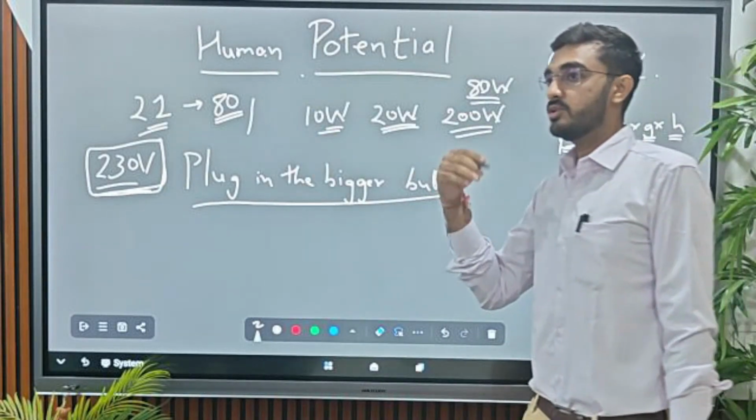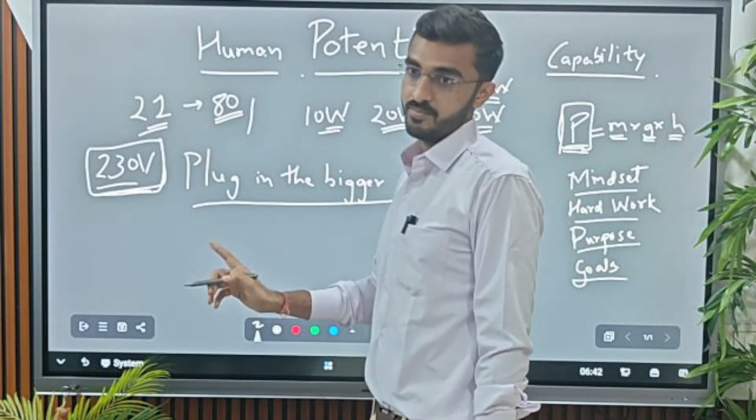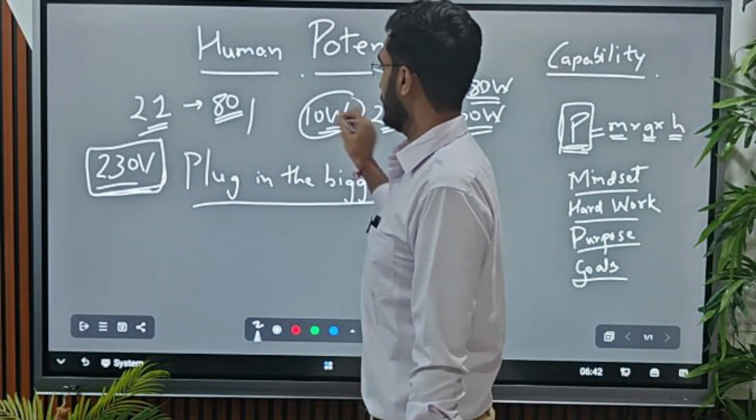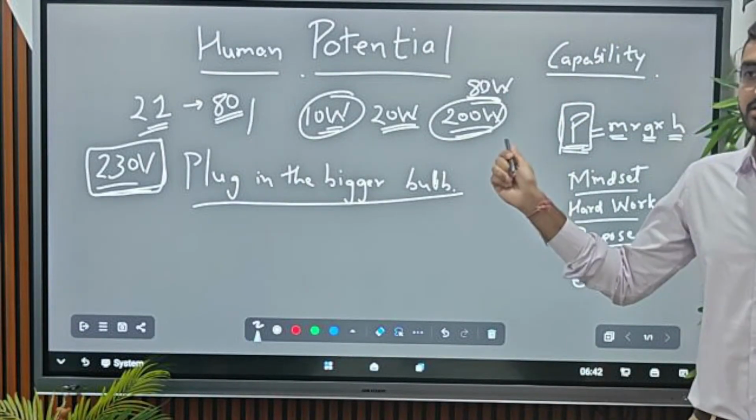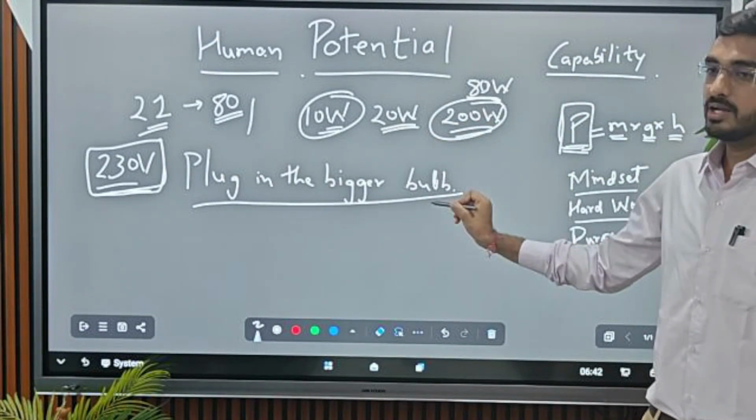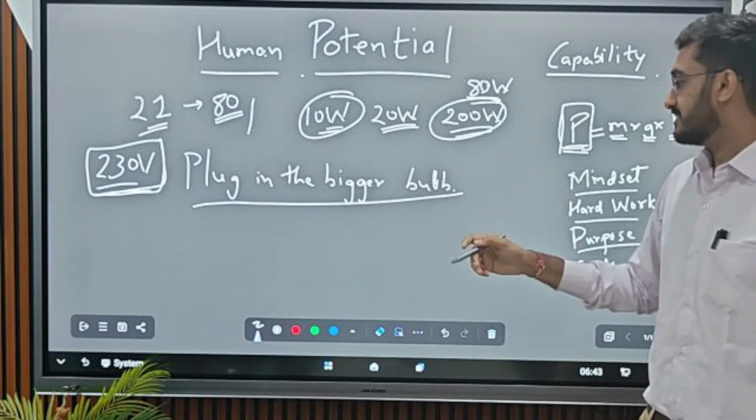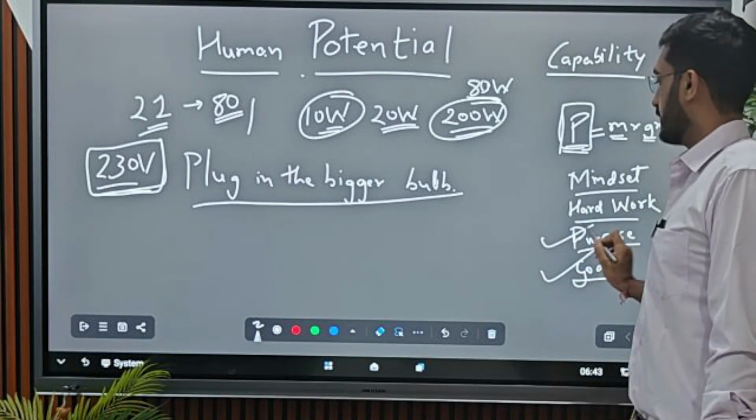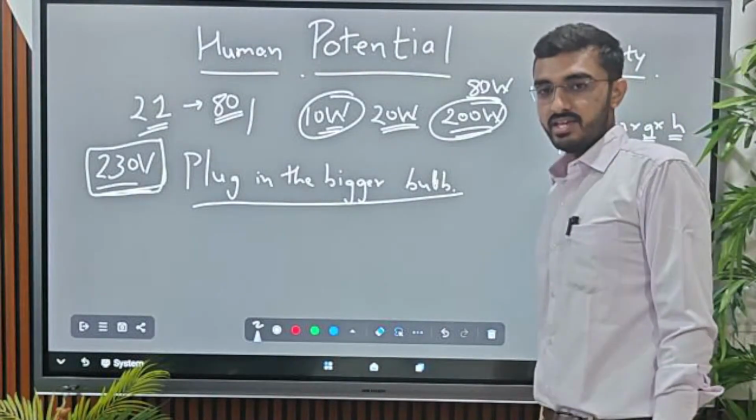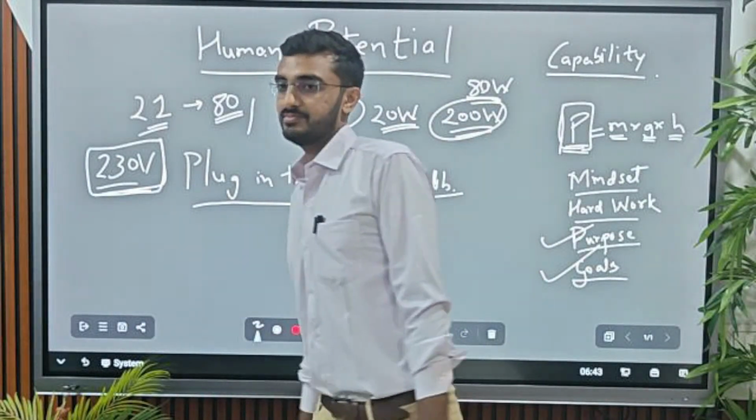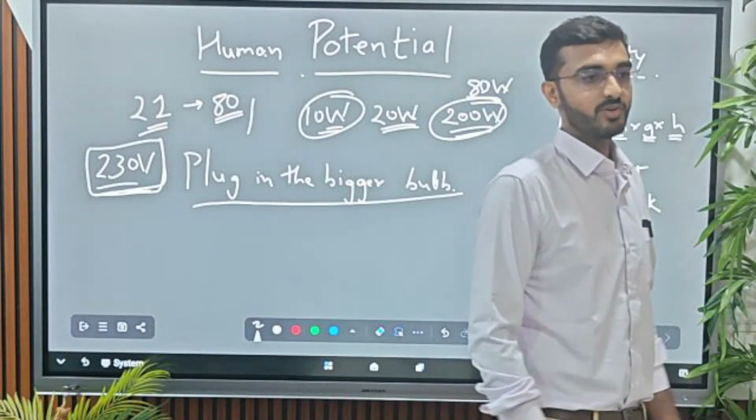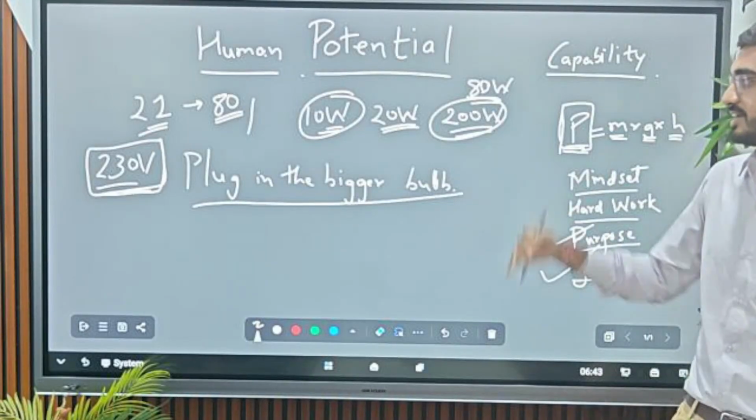But what you are going to get out of it is not same. You can either put a 10 watt bulb or a 200 watt halogen. This is plugging the bigger bulb, not into your body. This is plugging it with your goals and purposes. Let's say, for example, I asked you guys what is your purpose in life? We had this conversation earlier as well. So you say, no, no, I don't know, maybe like this.